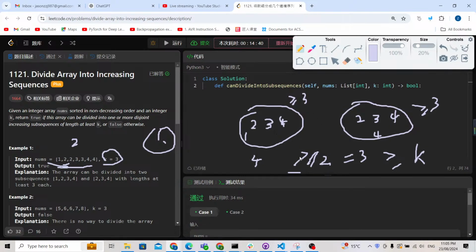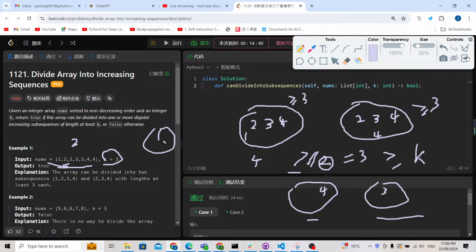The total number is going to be 7, and definitely 7 divided by 2 is going to be 3.5 actually. Maybe one part we're going to keep as 4, another part the length is going to be 3, and it is possible, because definitely we want to split it into 2 parts. 2 is the maximum frequency of the numbers. So by this way we can solve the problem.